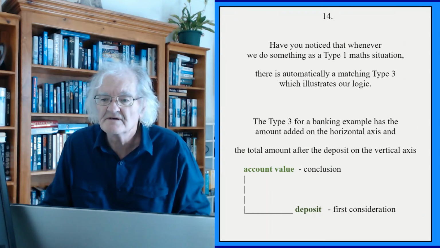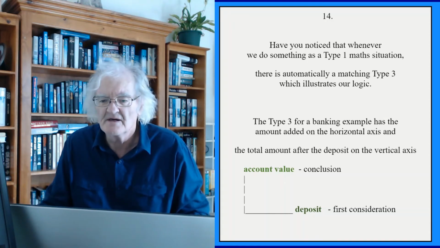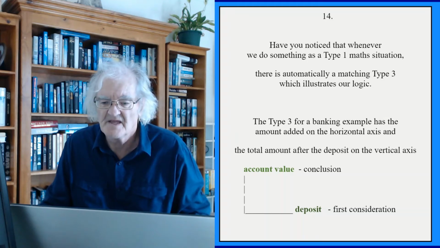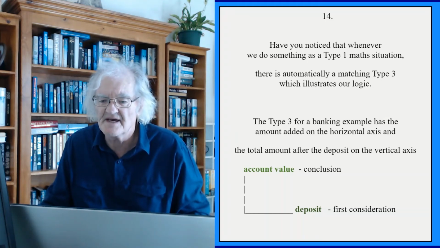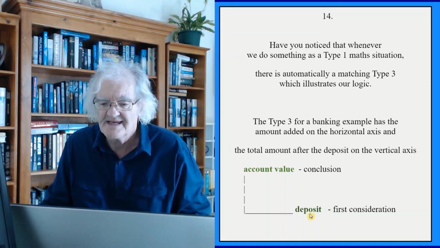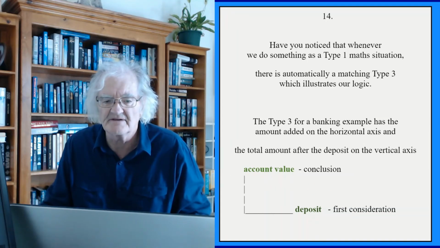Have you noticed that whenever we do something as a type 1 math situation, there is automatically a matching type 3 which illustrates our logic? The type 3 for the banking example has the amount added on the horizontal axis and the total amount after the deposit on the vertical axis. Input, result. First consideration, second consideration. We deposit money to generate a new account value.